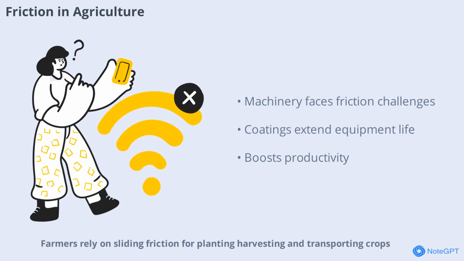Farmers rely on sliding friction for planting, harvesting, and transporting crops. Machinery must be designed to handle soil and plant materials without excessive wear. Engineers develop special coatings and lubricants to extend the life of agricultural equipment. By managing friction, we can make farming more productive and sustainable.